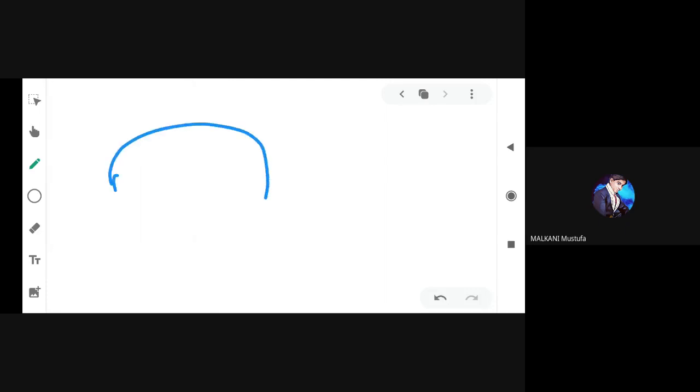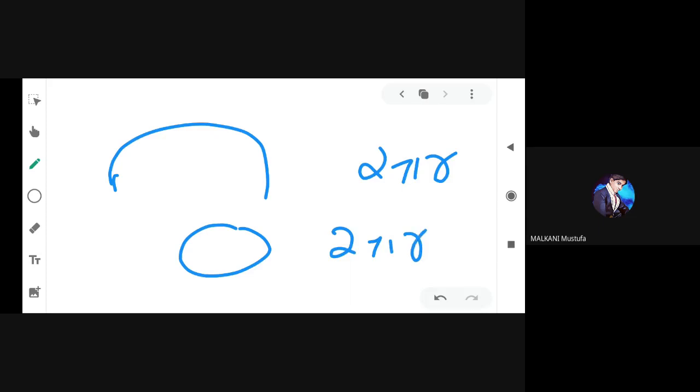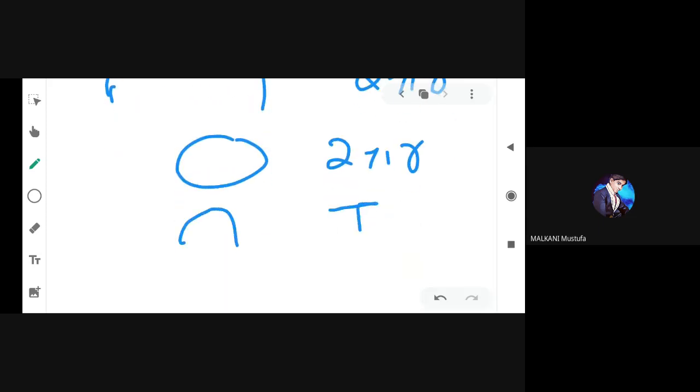Okay, now tell me if the circumference of a circle is 2 pi r, so what is the circumference of semicircle? Only pi r. Why? Because the complete circle is equal to 2 pi r, so half circle is equal to pi r. Yes or no?